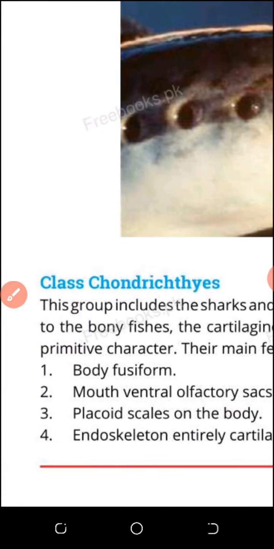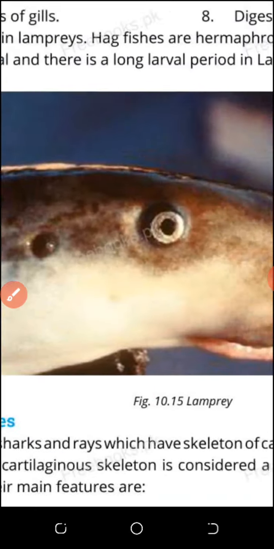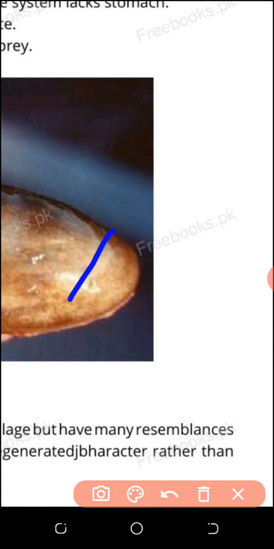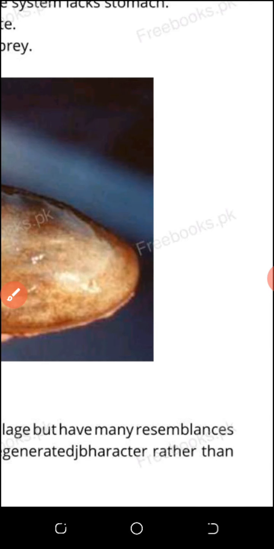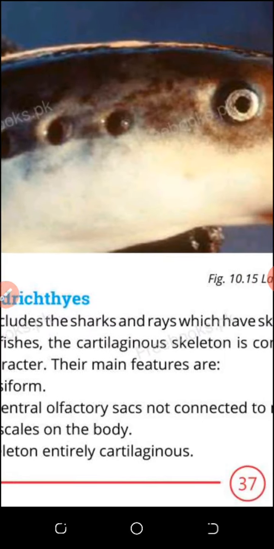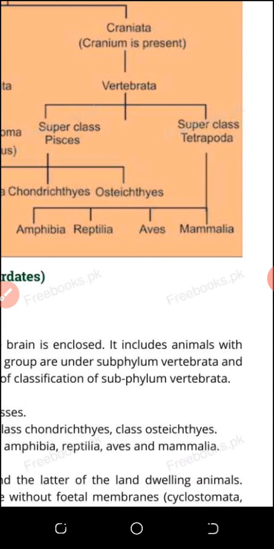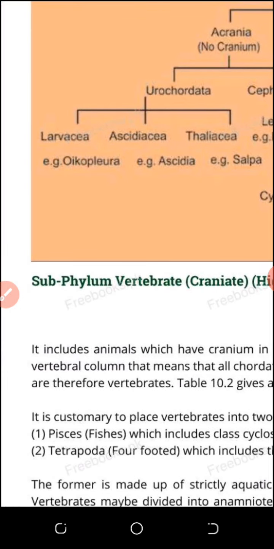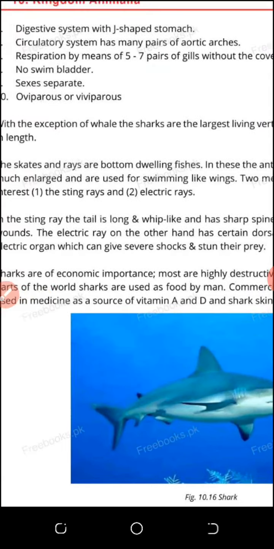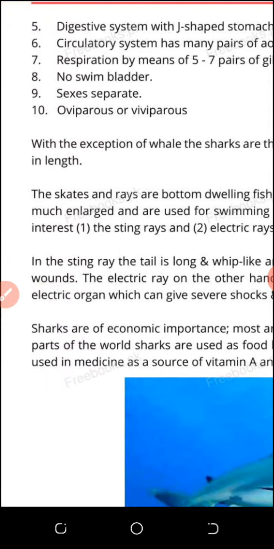And the mouth is present on the ventral side. If you see these animals, this is the dorsal side and this is the ventral side. So the mouth is present at the ventral side, that is also clear. Now I would like to talk about the endoskeleton composed of cartilage, that I told you, because these are the cartilaginous fishes, and these belong to the group chondrichthyes.